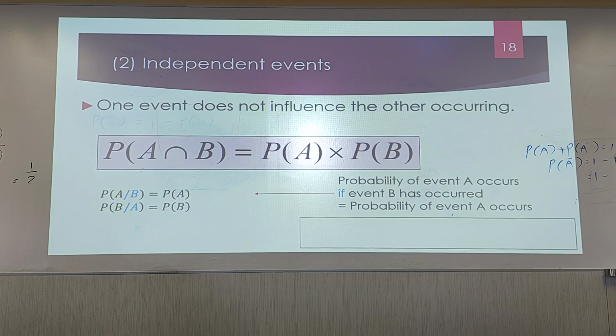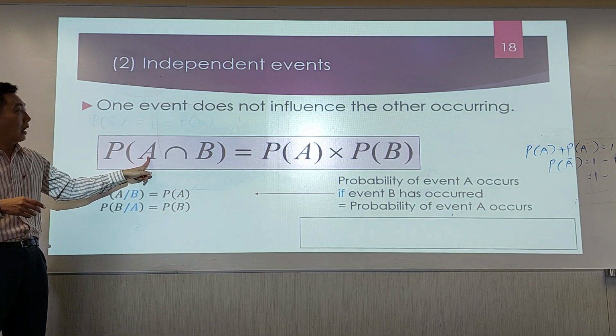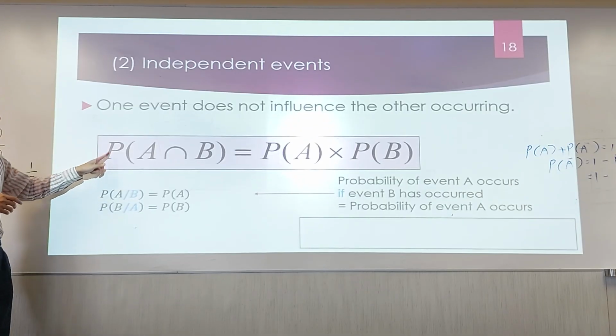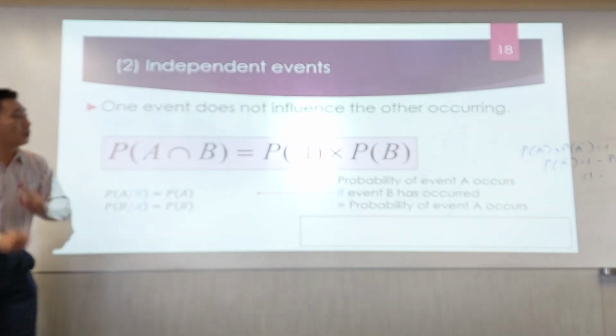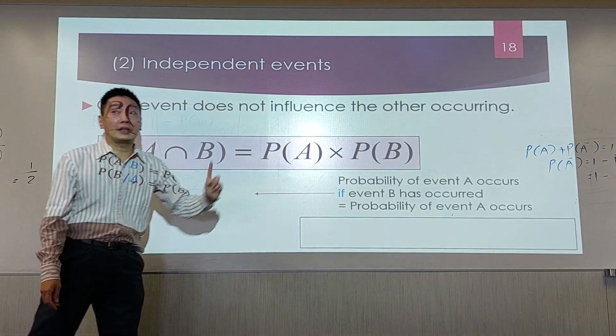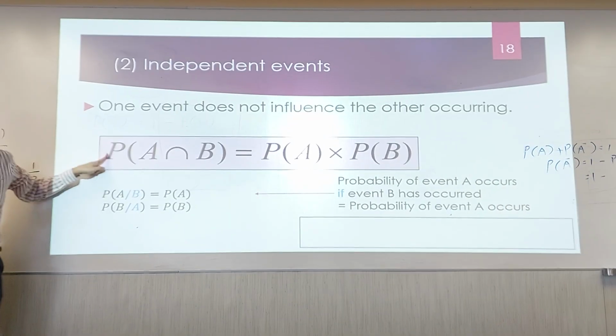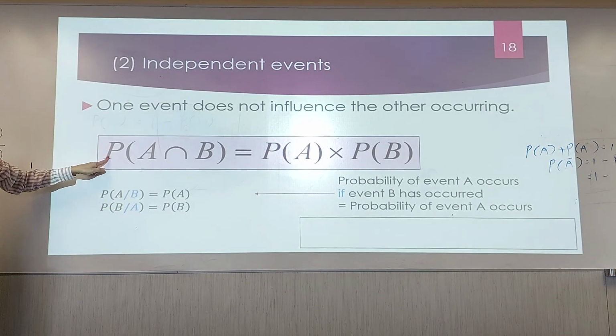That means A and B will not affect each other if A and B are independent. A will not affect B, B will not affect A. Then we can say A and B are independent. So what is the important characteristic of independent events? If A and B are independent, then probability A intersect B always equals probability A multiplied by probability B. So bear in mind, this formula is only applicable when A and B are independent.